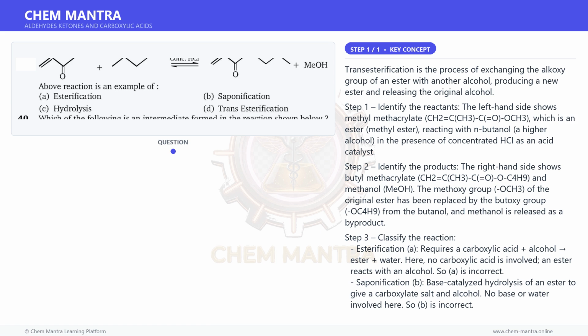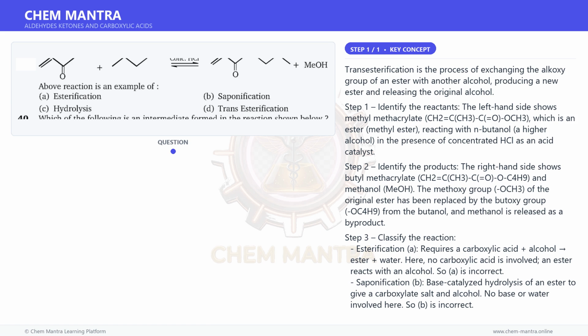Step 1. Identify the reactants. The left-hand side shows methyl methacrylate, CH2=C(CH3)C(=O)OCH3, which is an ester, a methyl ester, reacting with n-butanol, a higher alcohol, in the presence of concentrated HCl as an acid catalyst.